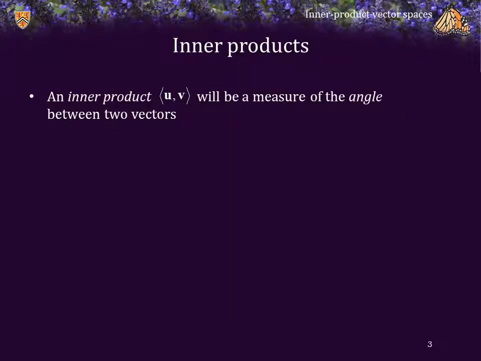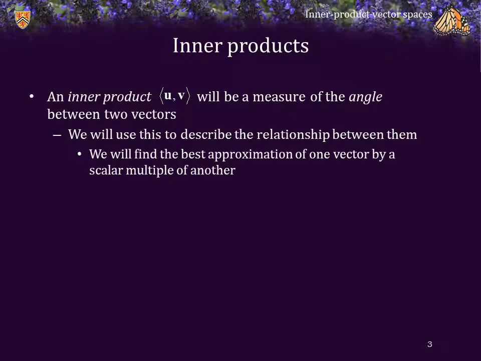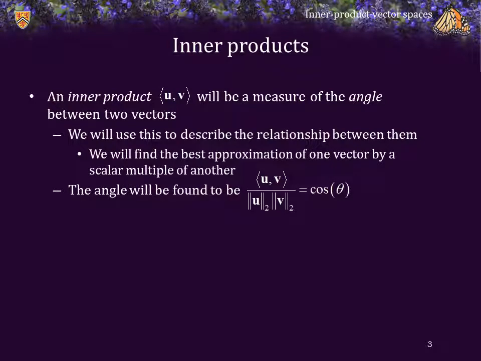Now, the inner product, denoted here with two angled brackets with the two vectors, is a measure of the angle between two vectors. So we will be using this to describe the relationship between these two vectors. Also, we will be using this to, for example, find the best approximation of one vector by a scalar multiple of another. We will also see that the angle between two vectors can be described by the following relationship.